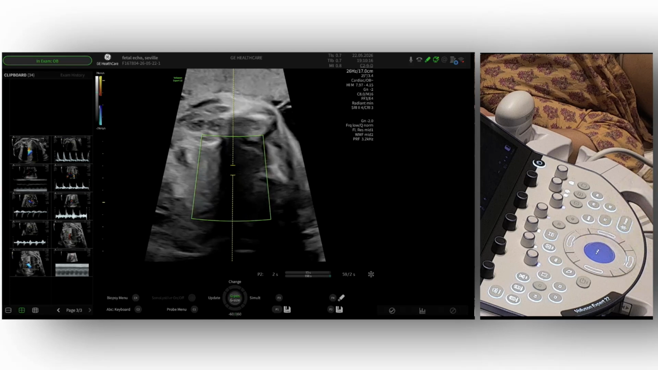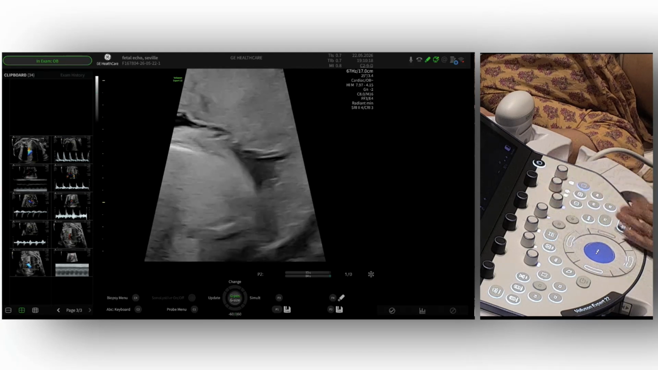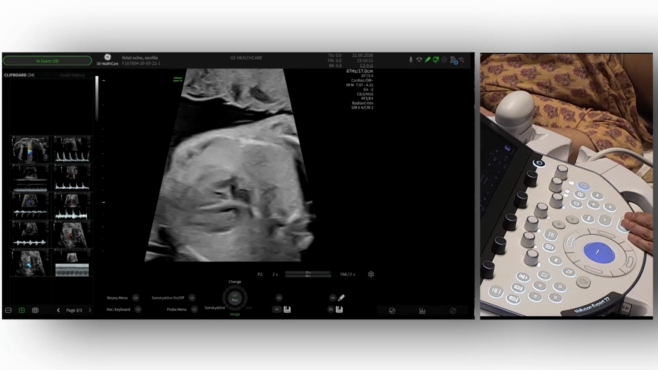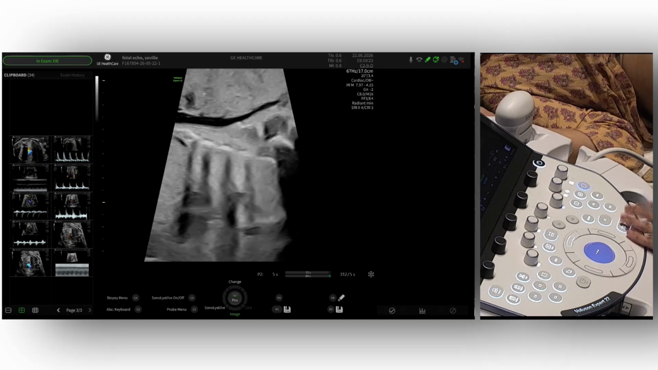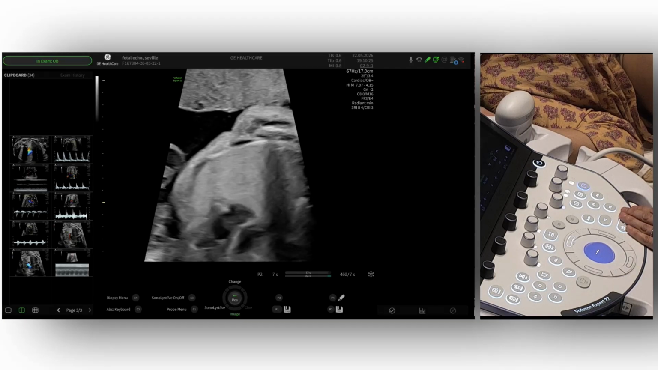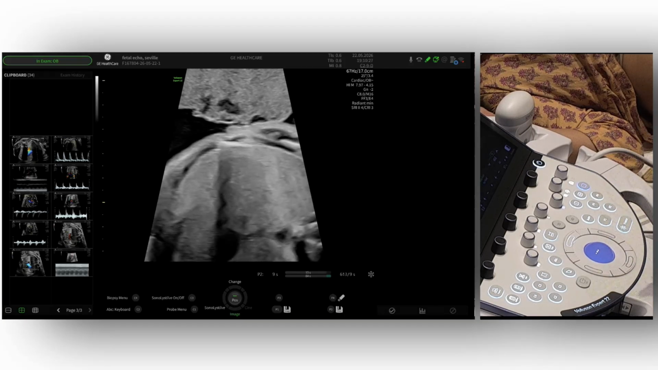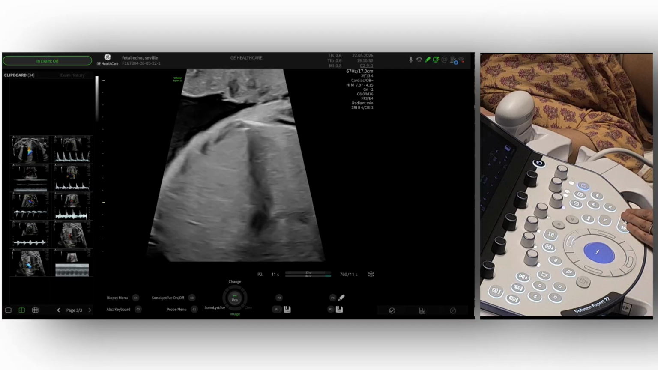Well, the baby has moved. We don't know where we are. It's moving a lot. But I have been trying to show at least three places where, with Doppler, we are able to assess the atria and the ventricle at the same time.